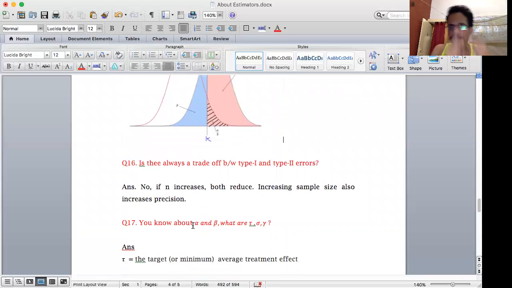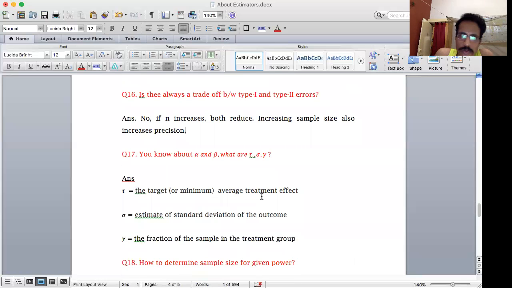So is there always this trade-off between type 1 and type 2? No. If you increase the sample size n, then both type 1 and type 2 errors are going to reduce. So you know about alpha, the significance level, and beta, the operating characteristic.